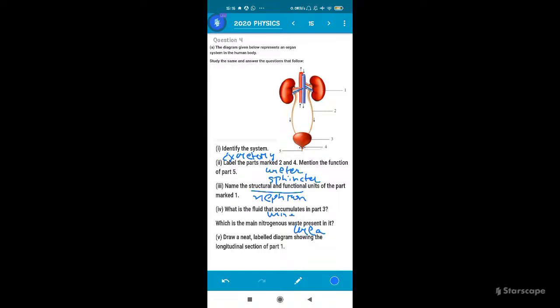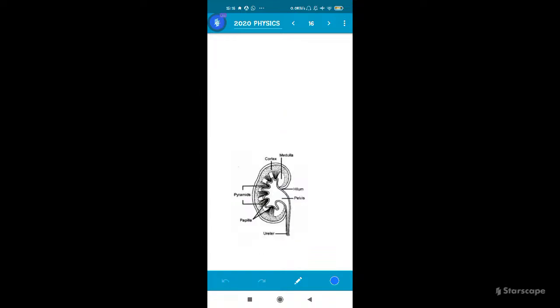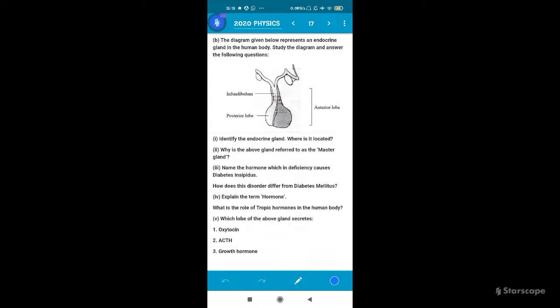Now your next question is, draw a neat labelled diagram showing the longitudinal section of part 1. That means you have to draw a longitudinal section of the kidney. So here is the diagram. The same diagram is given in your book also. Please make sure that you are labeling it correctly, because for labeling also marks are present. Okay, so hope this question is also clear to you. Let's move on to the next question.